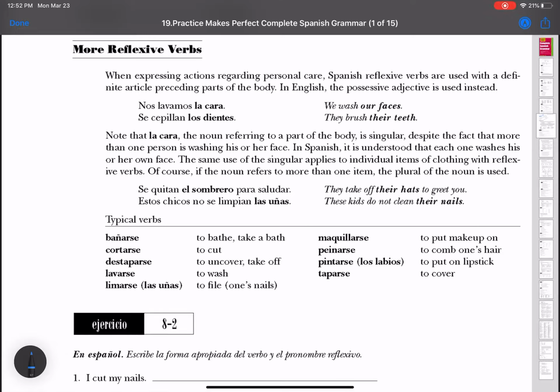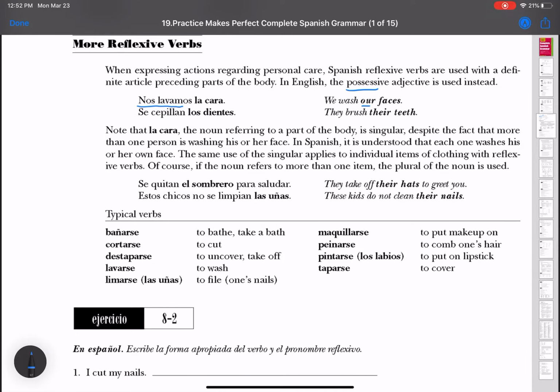So, in Spanish, we use nos lavamos la cara, which is we wash ourselves the face. But in English, we would say we wash our face, right? Or our faces. So our is showing the possessive. So possessive is our. But then nos lavamos, this is going to be reflexive, okay? So it's this way for a majority of things.